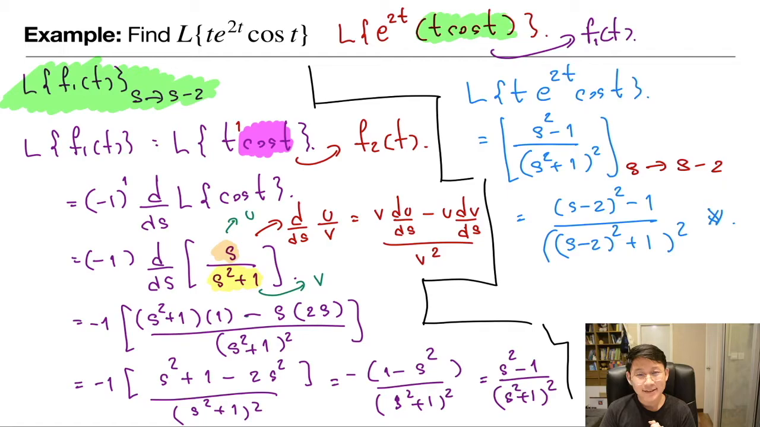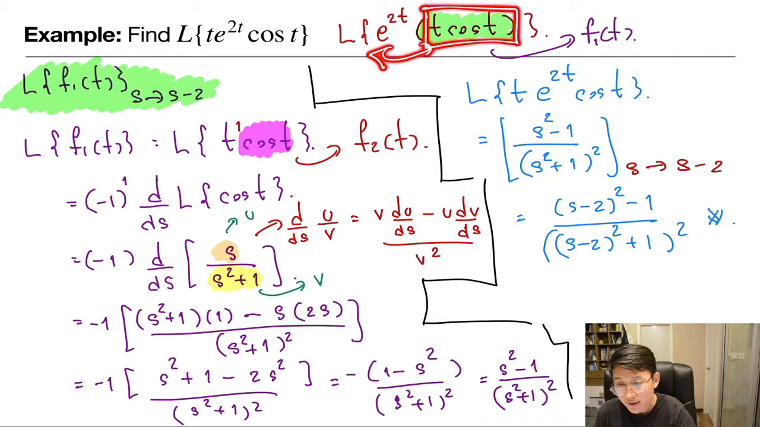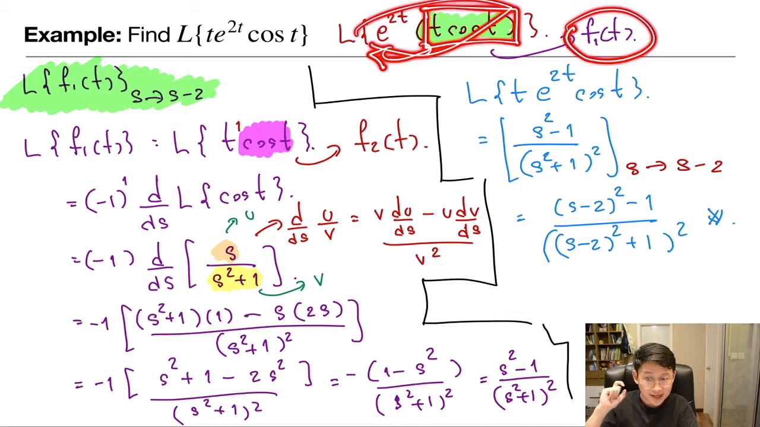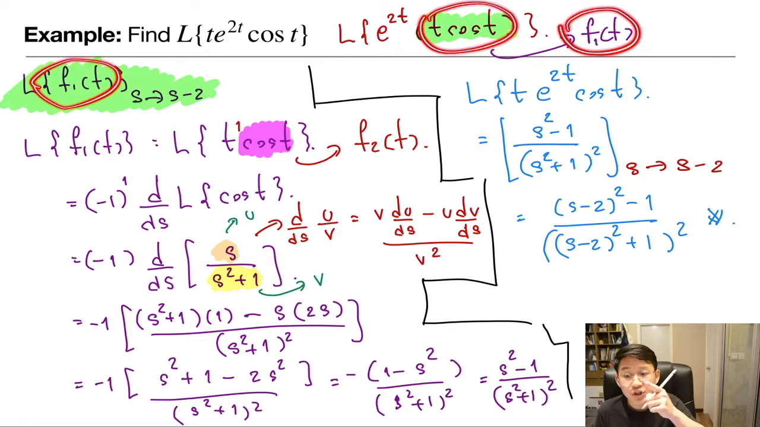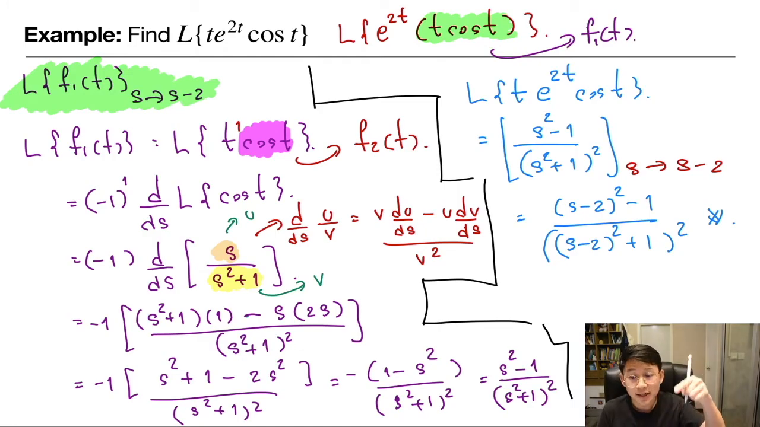Okay, makes sense. So first we split it like that, and we look at this guy as f1t. If you want to find the Laplace transform of this function, you apply the first technique. So you need to find the Laplace transform of f1t, which is the guy in green, and then you shift s to s minus 2, right? S minus a, that's the first technique.